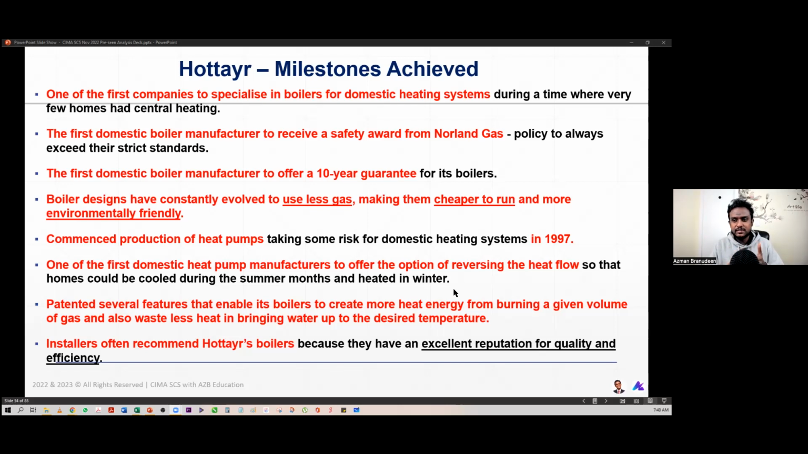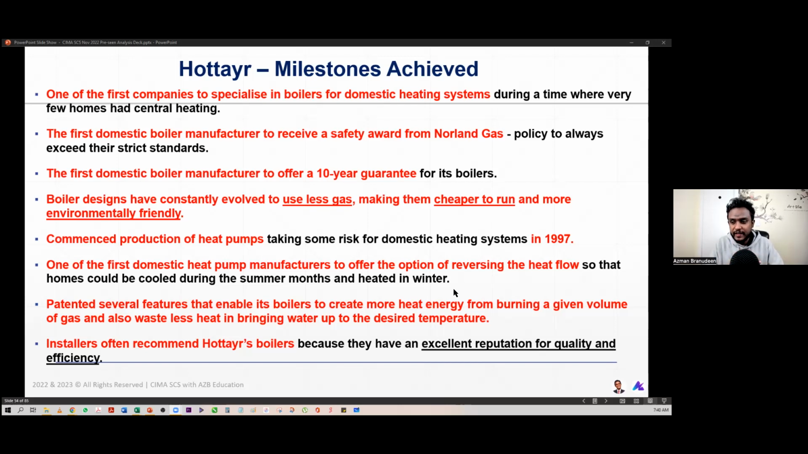Boiler designs have constantly evolved to use less gas. Our boiler designs use less gas, which makes them cheaper to run and relatively environmentally friendly because they're using less gas, right? So yes, still combustion is involved with boilers, but more efficient, I suppose.